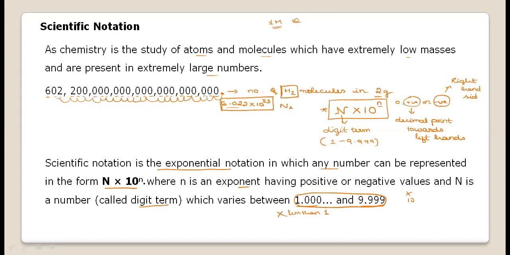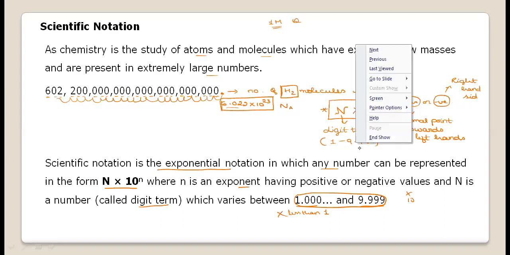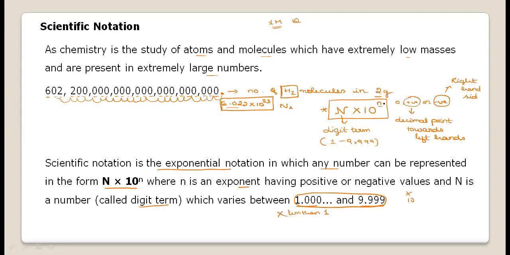Before going to that, I'll repeat it again as it is very important. Scientific notation is the exponential notation form in which any number is placed in the form of capital N into 10 to the power of n, where capital N is called the digit term, and this value should be between 1 to 9.99. Small n is called the exponential term, which may be 0, a positive value, or a negative value. Here positive or negative is mentioned, so including 0 it will be. Now we'll try to understand with a simple example.